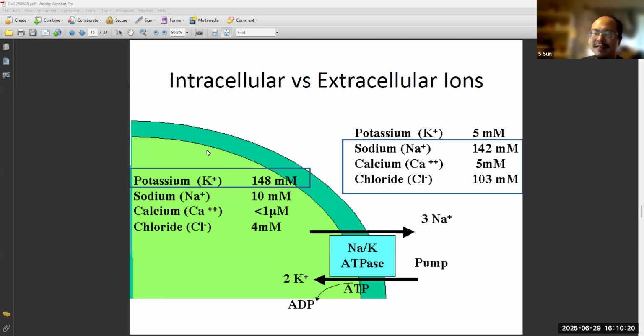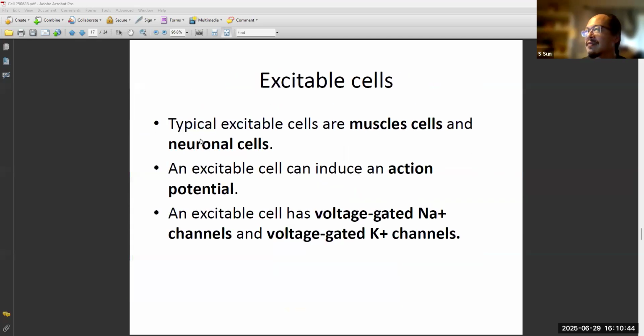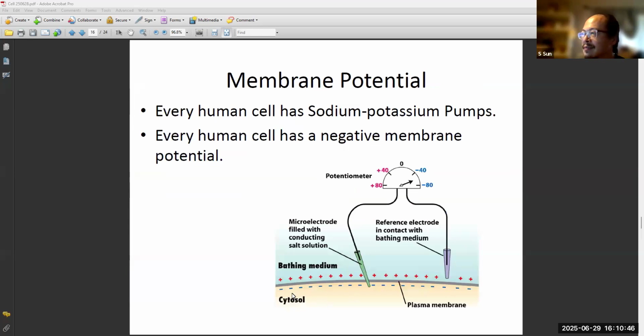So in A and P, or anatomy and physiology, one thing you need to keep in mind is that when you learn a new terminology, you always think about two things: location and function. Where is it and what does it do? So where is it? Membrane potential is at a membrane. So it's right here. So here is the membrane.